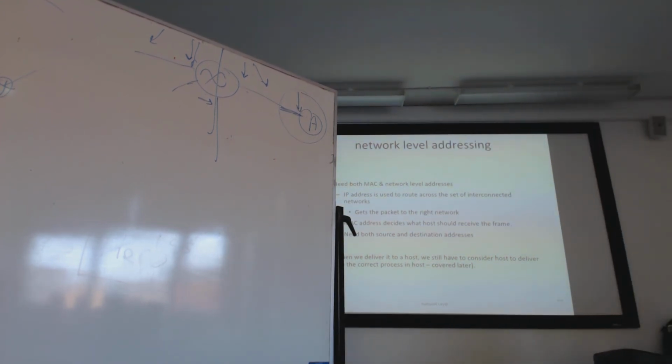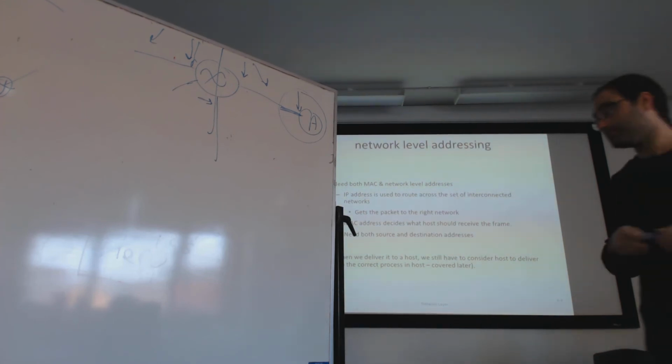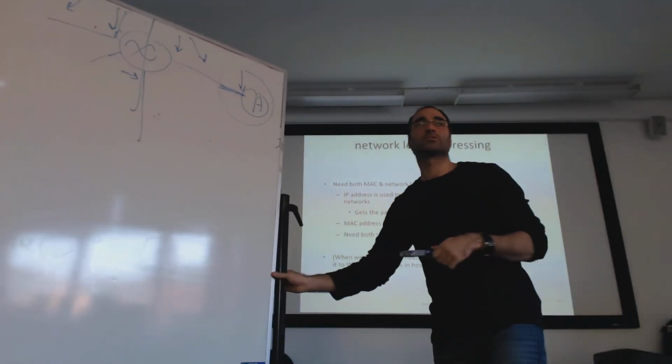When we deliver a message to a host, we still have to consider delivering to the correct process in the host, and that means that's the transport layer. Mainly, when I'm trying to deliver a message to higher processes, we need to deal with the transport layer, and that will come when we go to the transport layer rather than the network layer. Okay? Any questions at the moment?